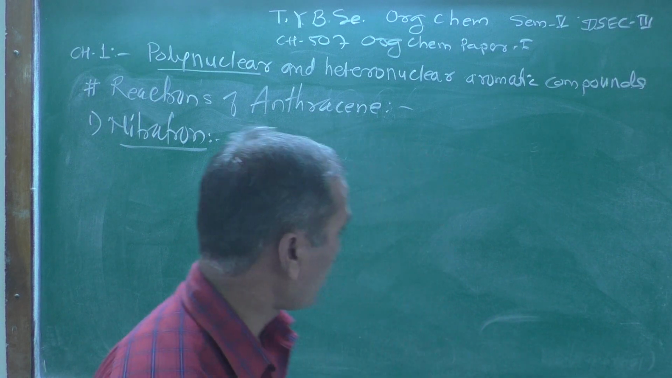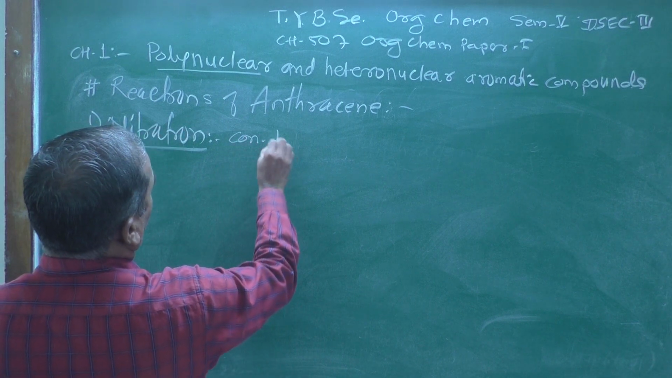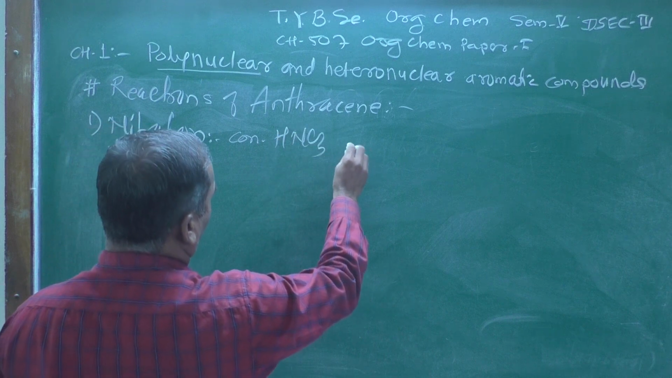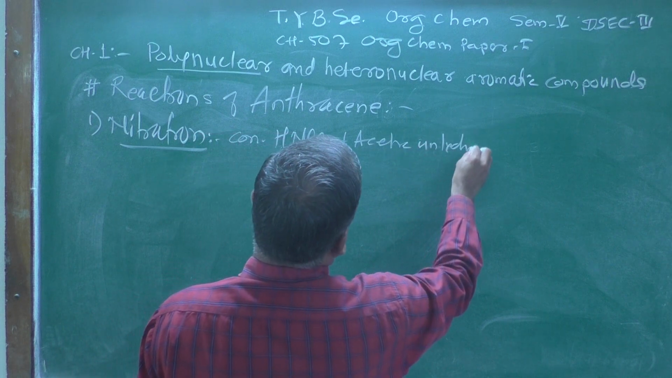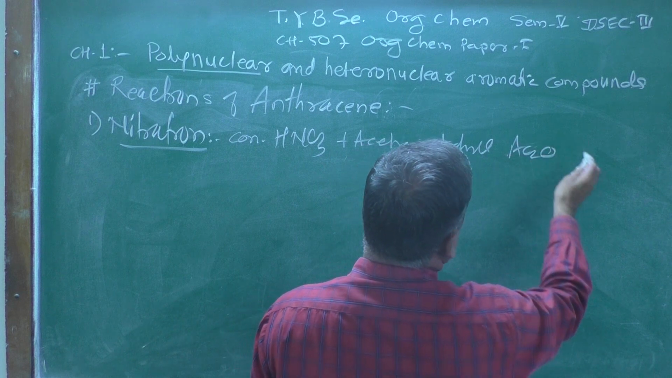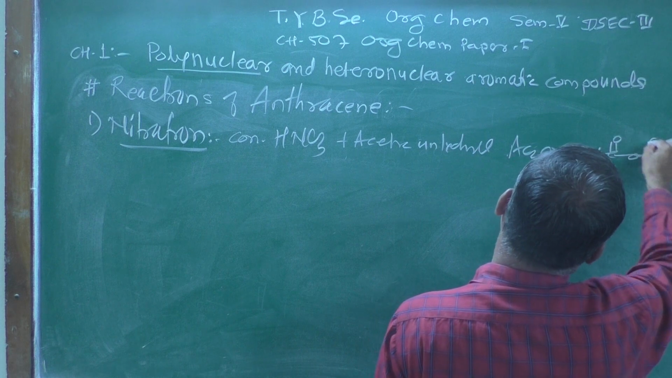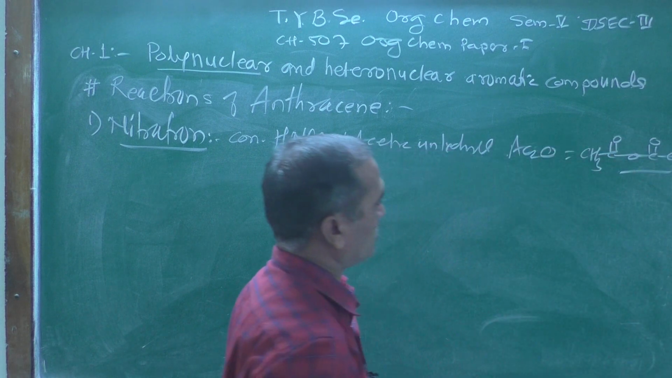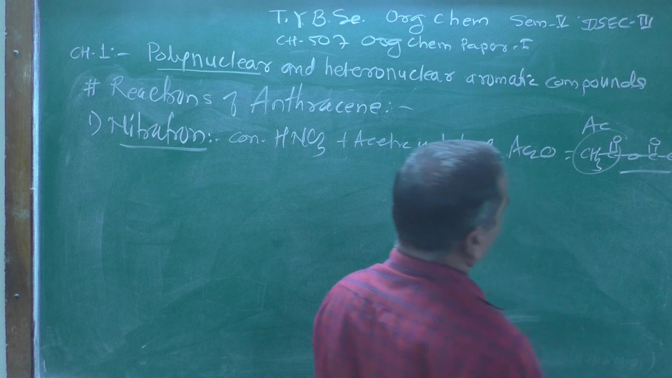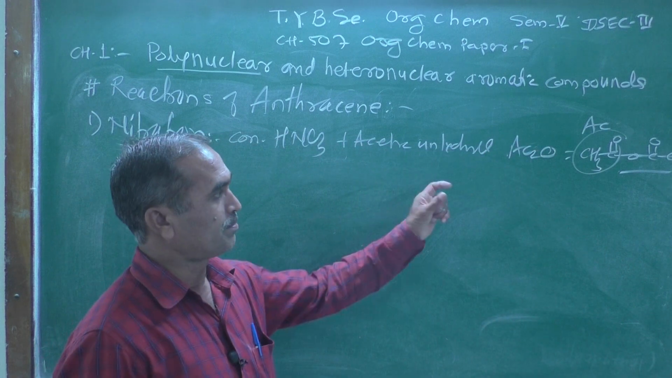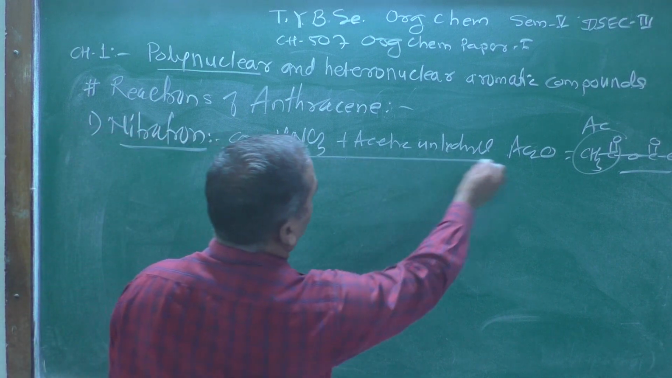When the reaction is carried out in the presence of concentrated HNO3 and acetic anhydride, as we know, Ac2O, or simply we can write CH3-C(=O)-O-C(=O)-CH3, is acetic anhydride. This Ac is shortly known as the acetyl group, and that's why it is generally represented by Ac2O. This is the nitration reaction.